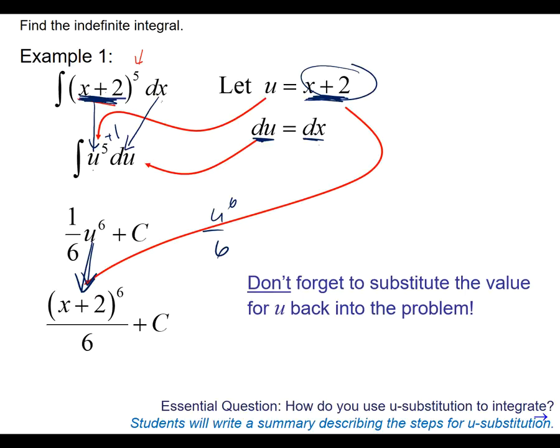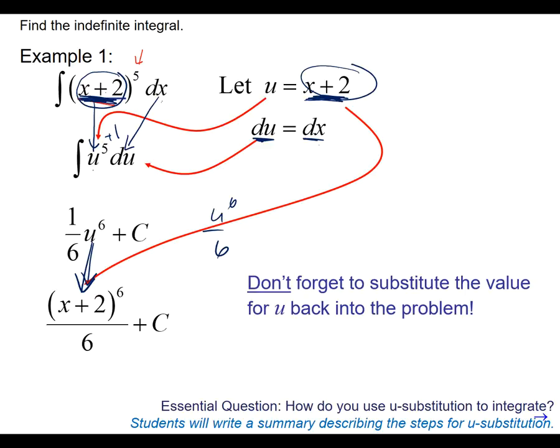Again, this one was really simple. We're keeping it simple so you get the process down, and then we're going to make it way more complicated, because those will be cases where you really have to use substitution. I did it for u equals x plus 2 because it was inside the fifth power, so it was the inner function, like we would have in the chain rule.